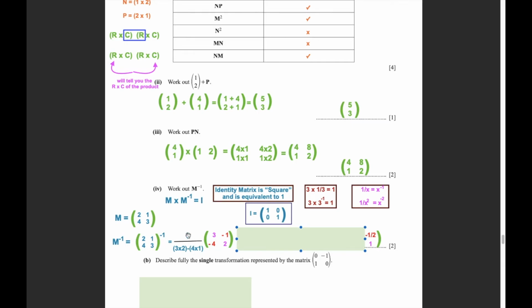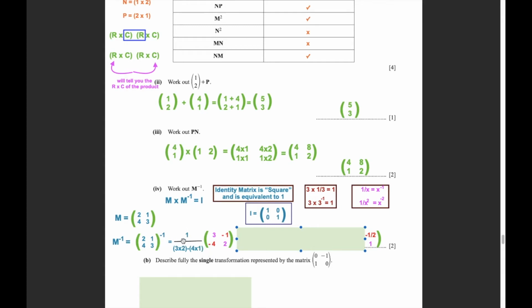So that means 1 over 3 times 2, which is the dominant one, the one that's going from top to bottom, minus the diagonal that's going from bottom to top, which is 4 times 1. So 3 times 2 minus 4 times 1. That's just the rule that you should follow.